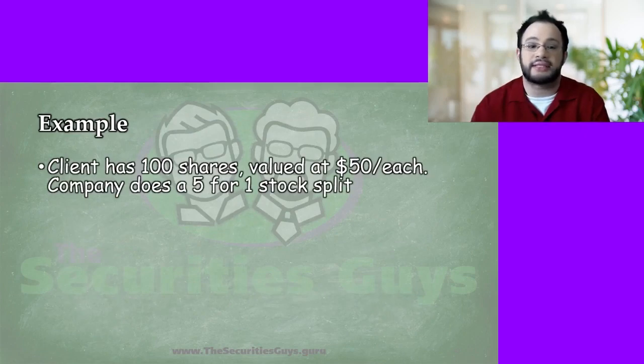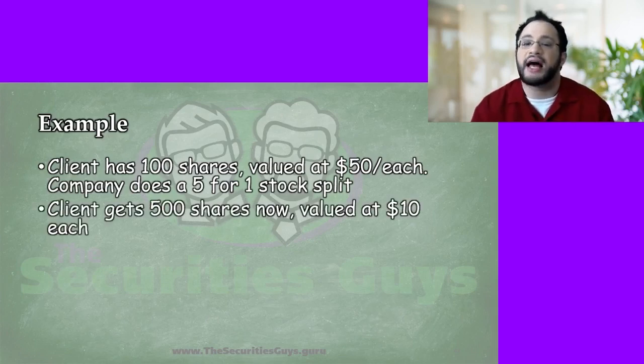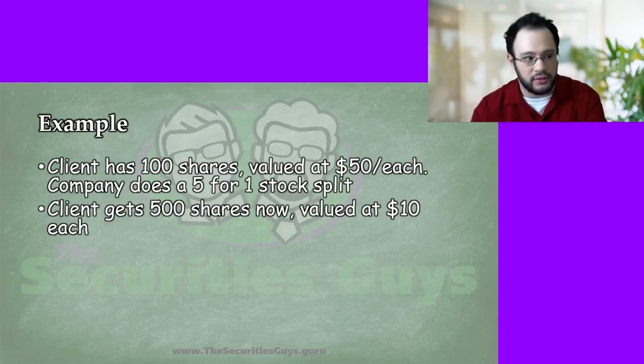So yet another example, if a client has 100 shares valued at $50 each, and the company does a 5-for-1 stock split. That means the client now has 500 shares, 5 times the number at 1/5 the value.